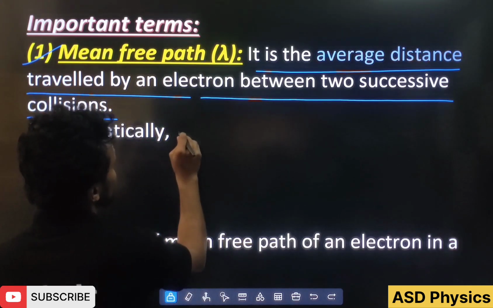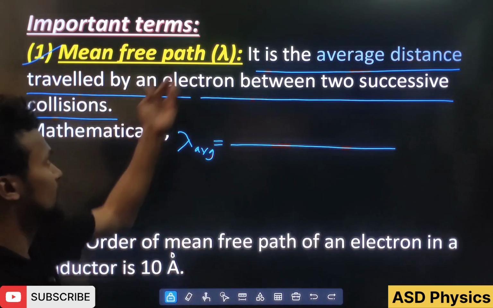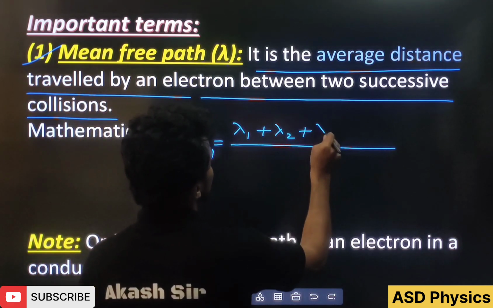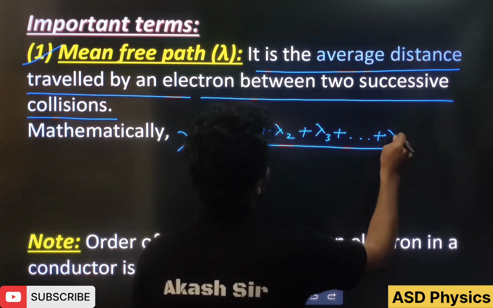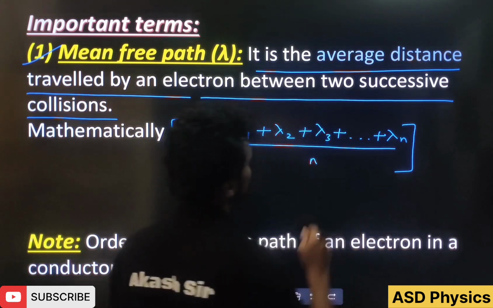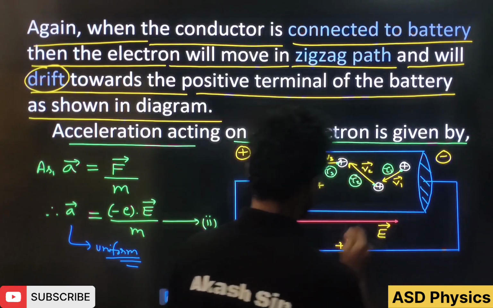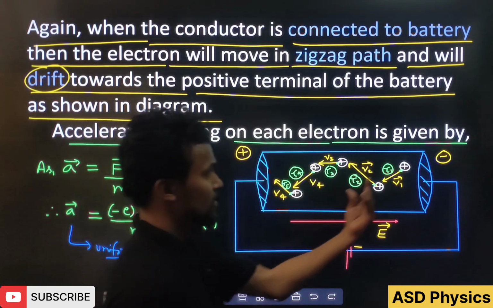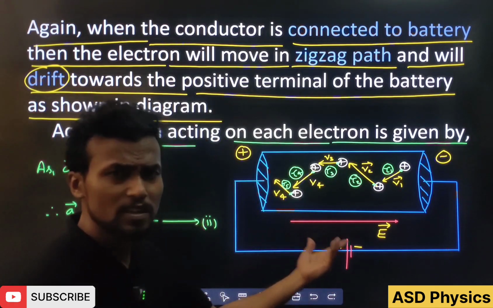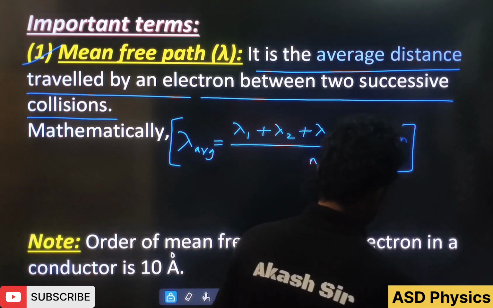Okay. So if I write here this lambda average, the mean free path, you can write lambda average. So let's take after first collision distance traveled lambda 1, after second collision lambda 2, after third collision lambda 3, ... plus lambda n, by n. This is called what? Mean free path, or what we can tell, average free path. If I go back a little bit, here this will be lambda 1, lambda 2, lambda 3, lambda 4, lambda 5. All of these we take the average of and get it here. That means during tau 1, lambda 1, during tau 2, lambda 2, during tau 3, lambda 3, like this.